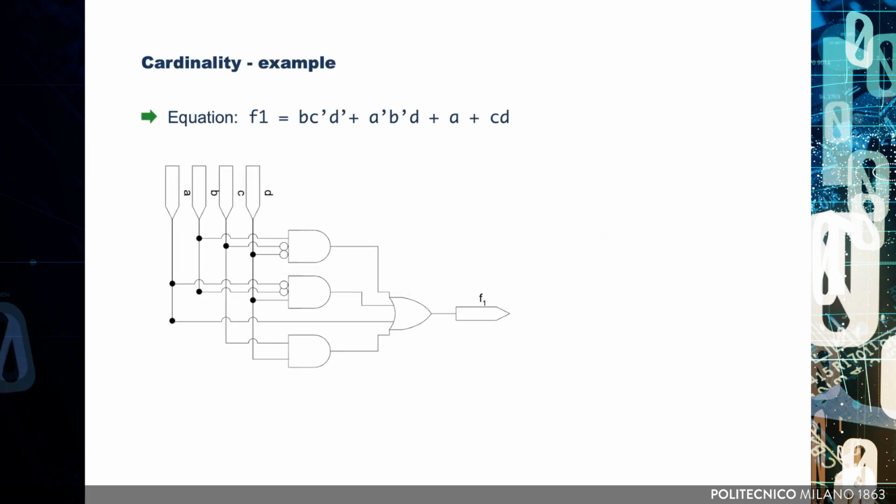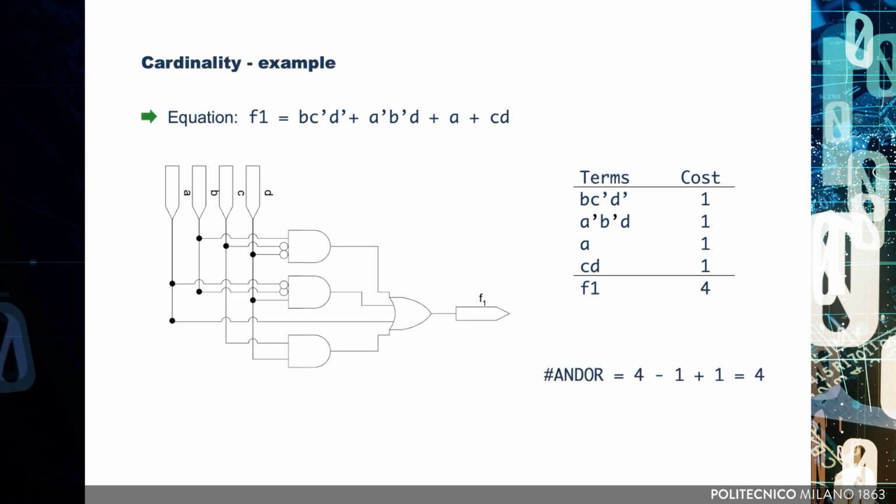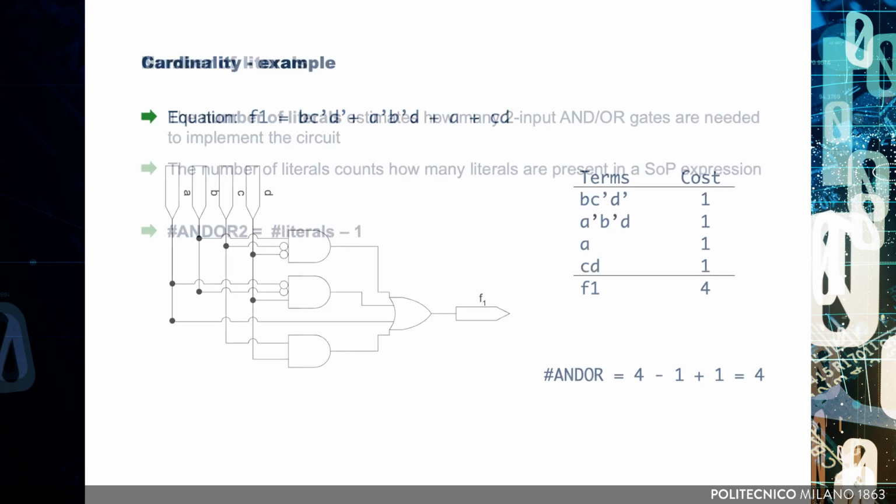Now, let's take this second circuit, where we count 4 gates in the diagram. We compute the cardinality, as shown in the table, obtaining a value of 4 product terms. Now, we subtract 1, which accounts for the product term that contains only 1 literal, since it doesn't require an AND gate. Then we add 1 for the single OR gate in the circuit. The result is 4, which matches the number of AND/OR gates we observe in the schematic.